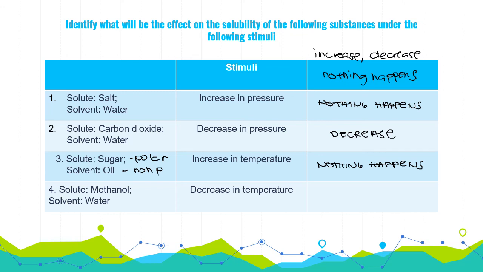And that is one of the examples on how increasing the temperature of your sugar oil pair will happen. So nothing happens basically. And finally, for our methanol water pair, if we decrease the temperature, our solubility will also decrease. And that ends our lesson on the factors that affect solubility. See you in the next video.